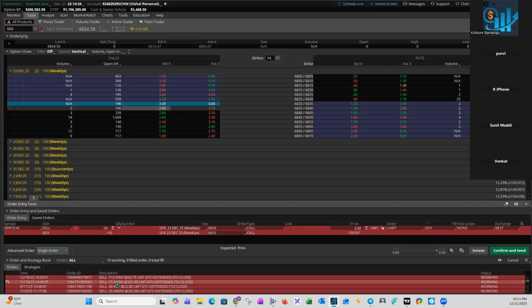For tomorrow, 23rd December, you are collecting $350 as a credit. For every contract you are collecting 350. That means if SPX stays below 68.30 by Tuesday end of the day, then all that money is yours. Your risk is 150, but your reward is 350. If it goes above 68.35, then you will lose 150. We know that it is already close to the top of the band, so whenever you get an SPX tag and turn, then you go and take a trade.